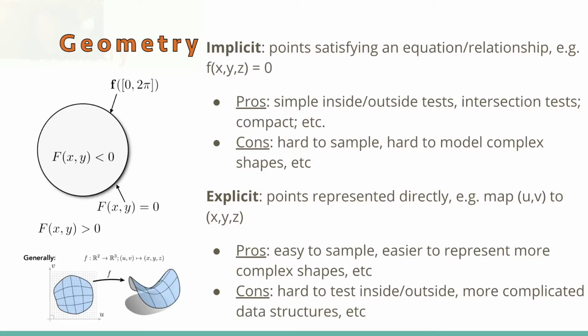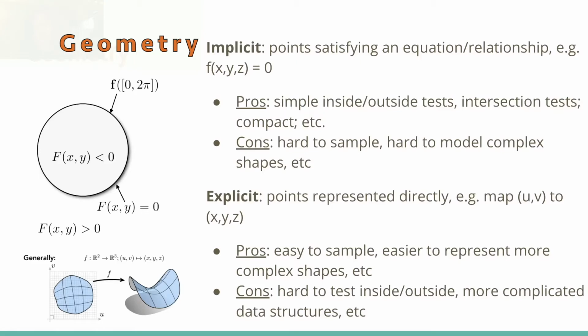So we also have explicit representations. So this is where you store your points directly. So you could imagine just having a list of points, and that would fully describe your object. It's easy to sample these since you have, like in a list or some sort of data structure, all the points that are part of your object. It's easier to represent more complex shapes since you can just define these points in whatever way you want.